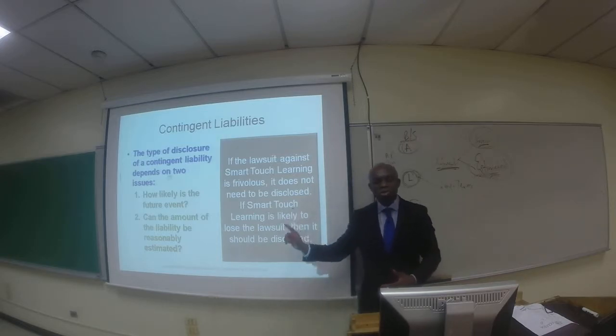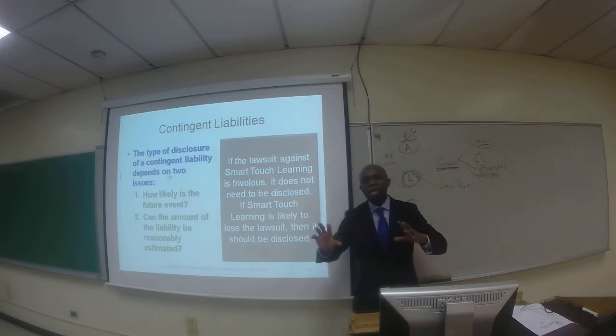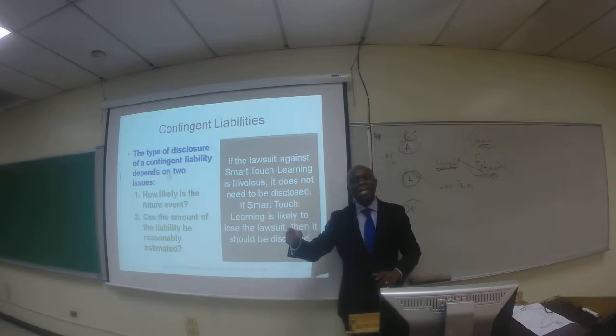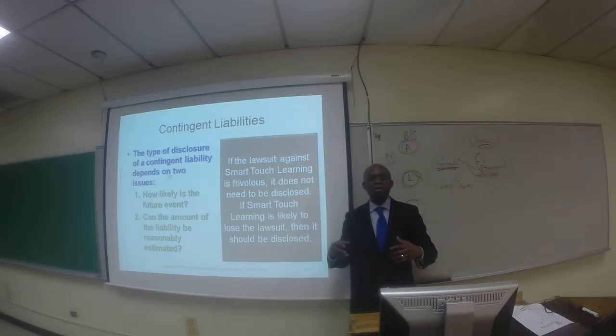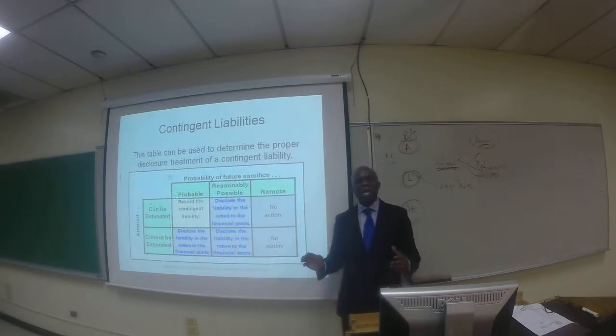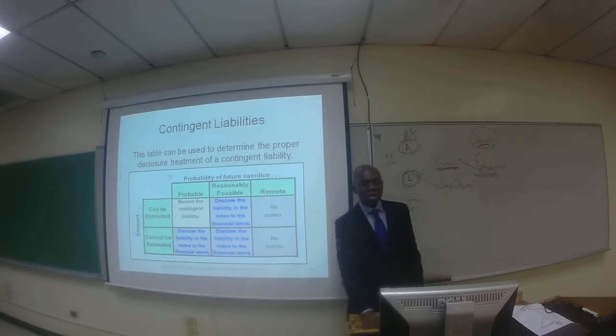So here are two issues in terms of whether to record or not to record contingent liabilities in our books. Number one, how likely is the future event? Number two, can the amount of the liability be reasonably estimated? So let's take a look at a diagram here that helps us to determine how to record or not to record the contingent liability. Take a look at what we have here.